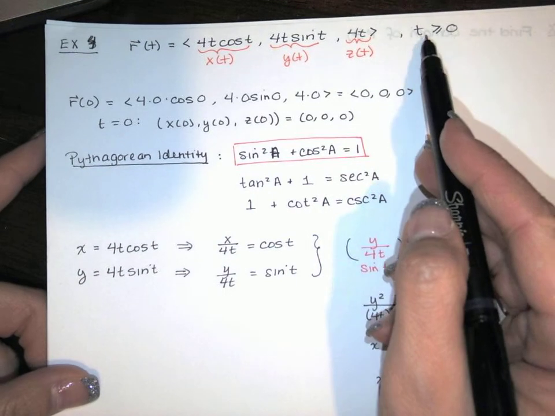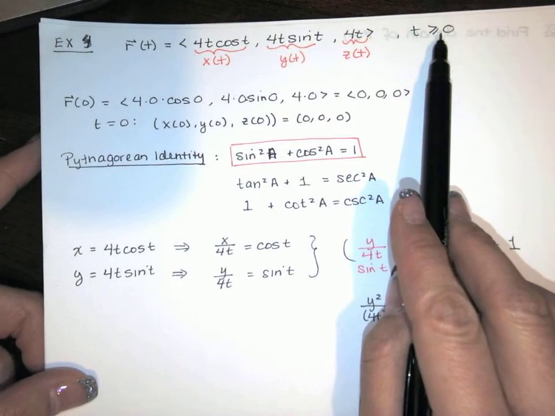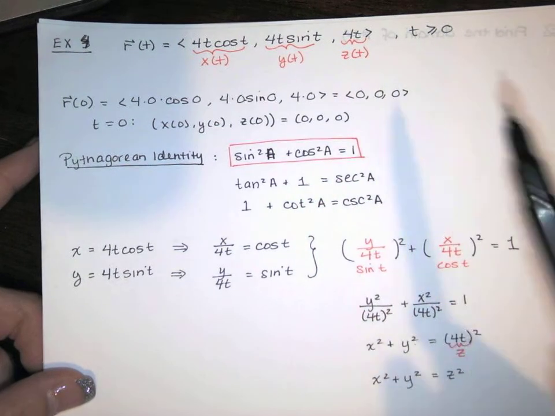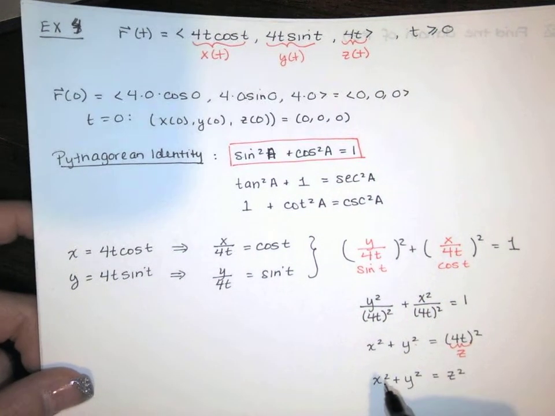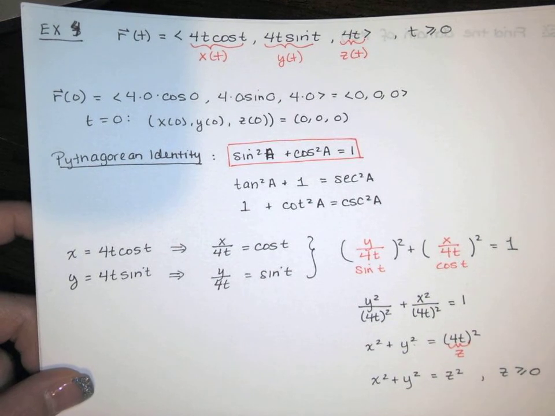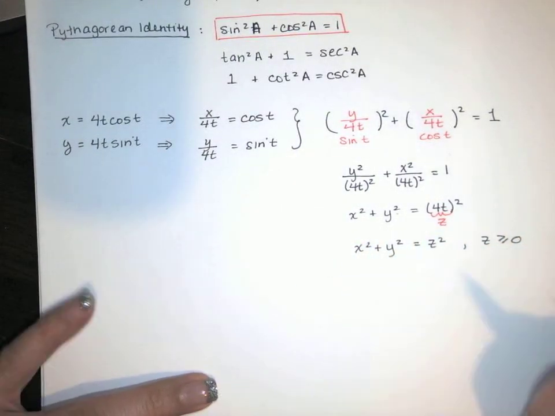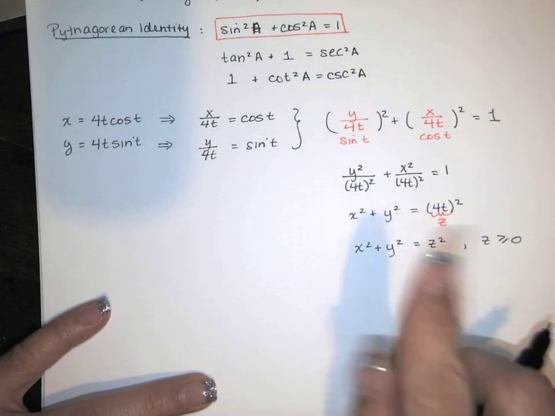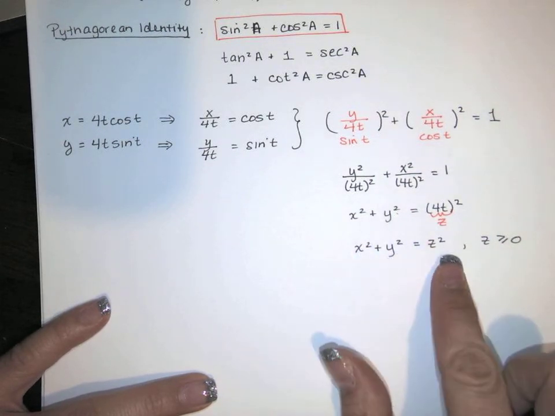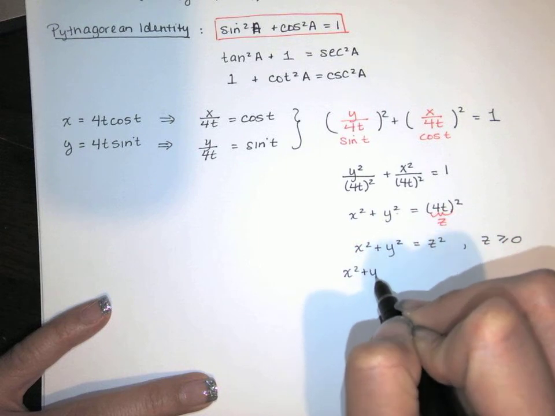Now remember, t is greater than or equal to 0, and if t is greater than or equal to 0, that means z must also be greater than or equal to 0. So you've got x squared plus y squared equals z squared, and let's add this restriction, z is greater than or equal to 0. Now it doesn't quite look like one of my quadratic surfaces yet, but I notice I've got all 3 variables squared. I'm going to manipulate it so all 3 variables are squared and on the same side.